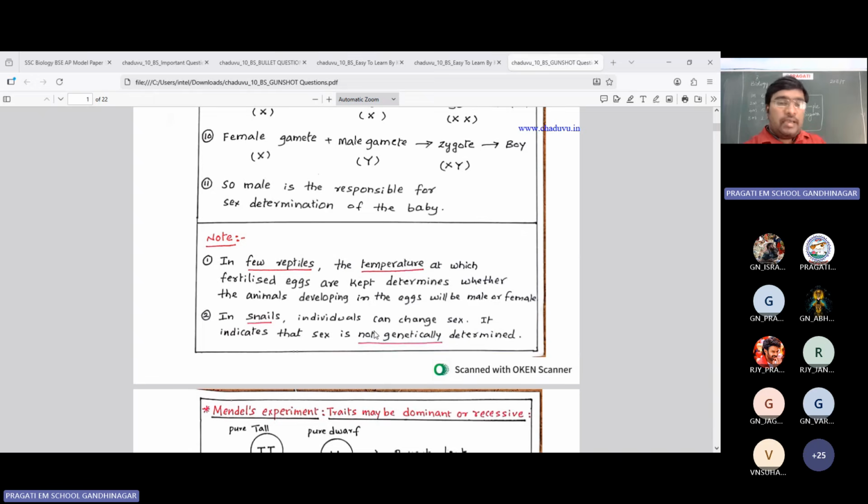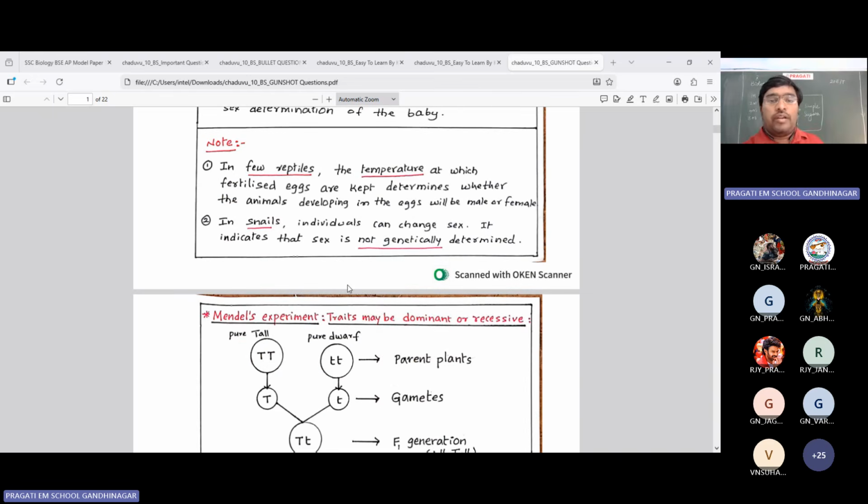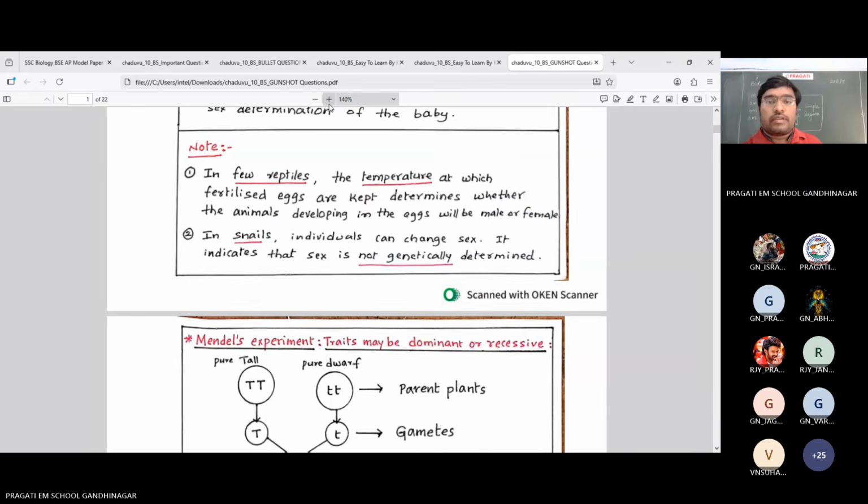And next, a note. Look at this note, children. Genetically, sex is not determined in some of the organisms. Look at here, I'm giving one special note. If possible, please make a note, children.